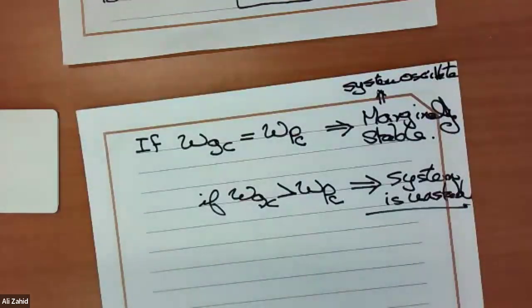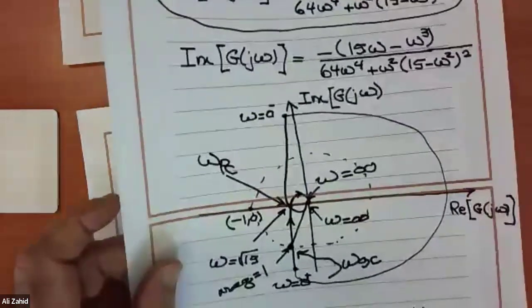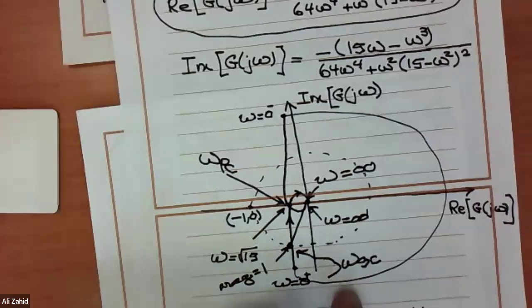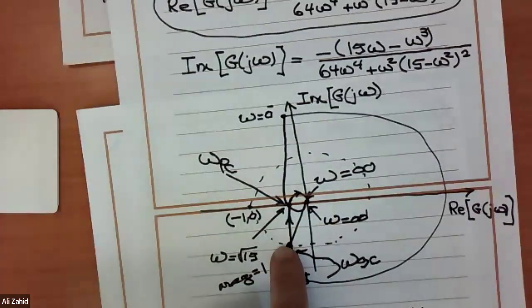Now, can you show me where is the phase margin? Where is the point where the phase intersects the real axis? First of all, do you see this one? Yes or no? Yes.